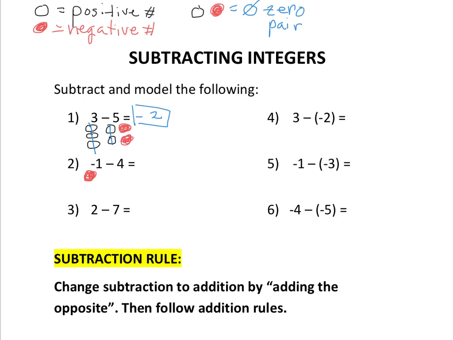The only way to get counters that you're missing, positives or negatives, is to add a zero pair, up to however many you need. Well, I need 4 and I have none. So in this case, I'm going to have to add 4 zero pairs. There's one positive number.